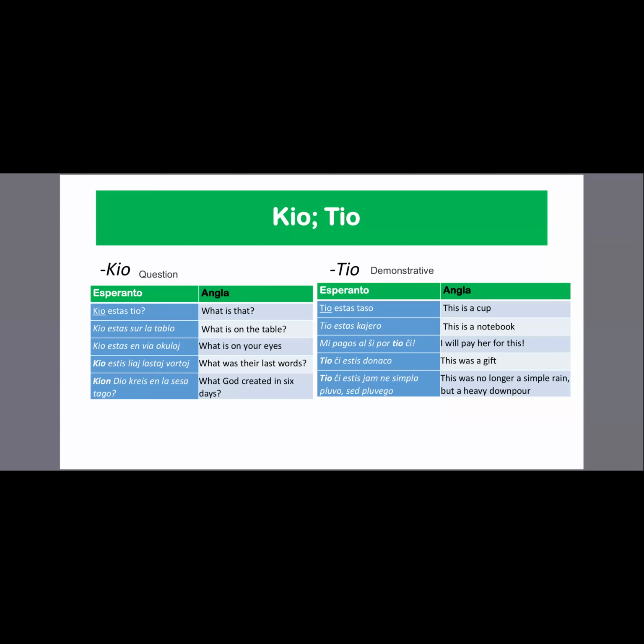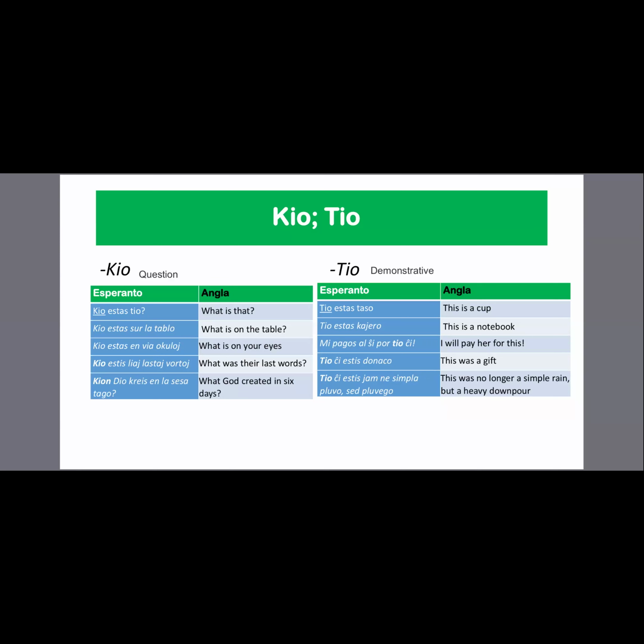I can also ask, Kio estas en viaj okuloj? What is on your eyes? Maybe you see something on the eyes and you want to know what that is. It might be a small insect, or maybe makeup, we don't know, but someone is asking about things which he sees on something. I also can ask, Kio estis liaj lastaj vortoj? What was the last word? Maybe someone was asking during the meeting and you were upset. You didn't understand the last conclusion, and they want to know what the last word was. Kio estis liaj lastaj vortoj?